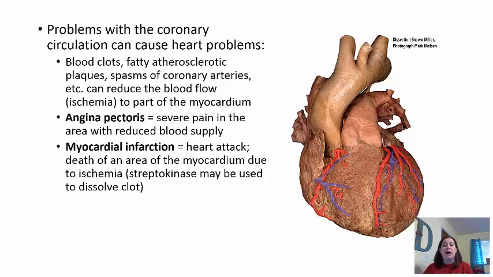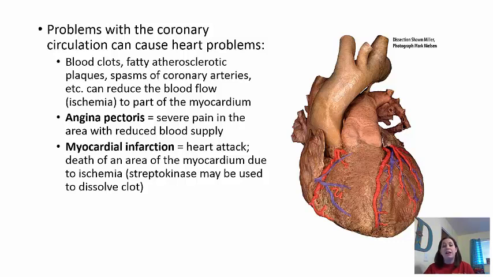We can also see spasms of the coronary arteries can happen. So when they spasm and they constrict, this is going to constrict blood flow and reduce it to the heart muscle itself. Anytime the heart muscle gets constricted or low blood flow, this is called ischemia. This is because it's not getting oxygen.